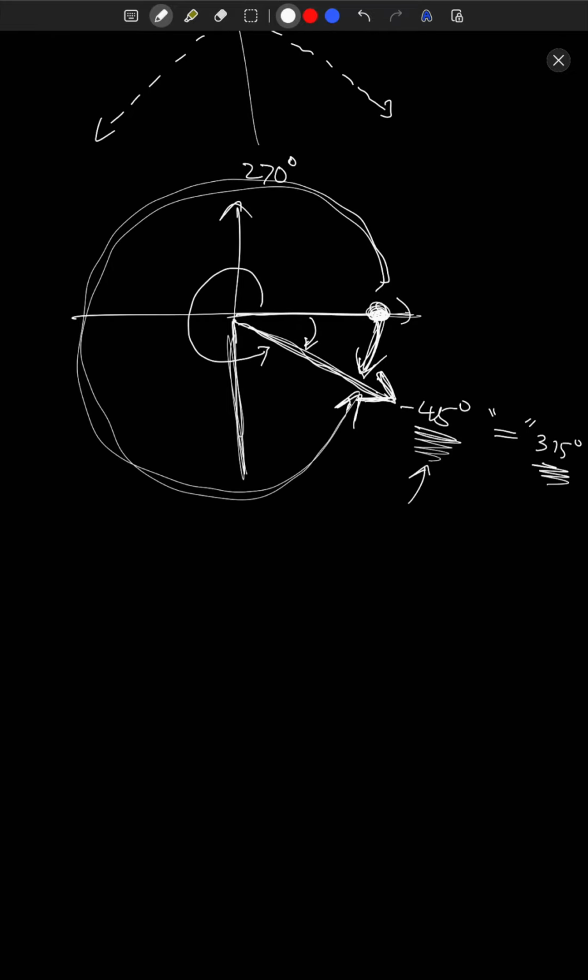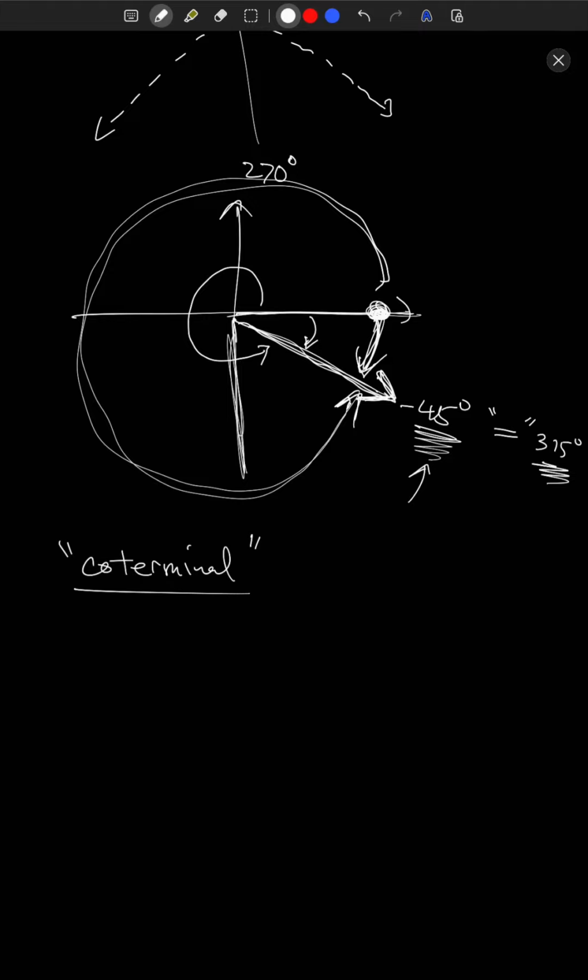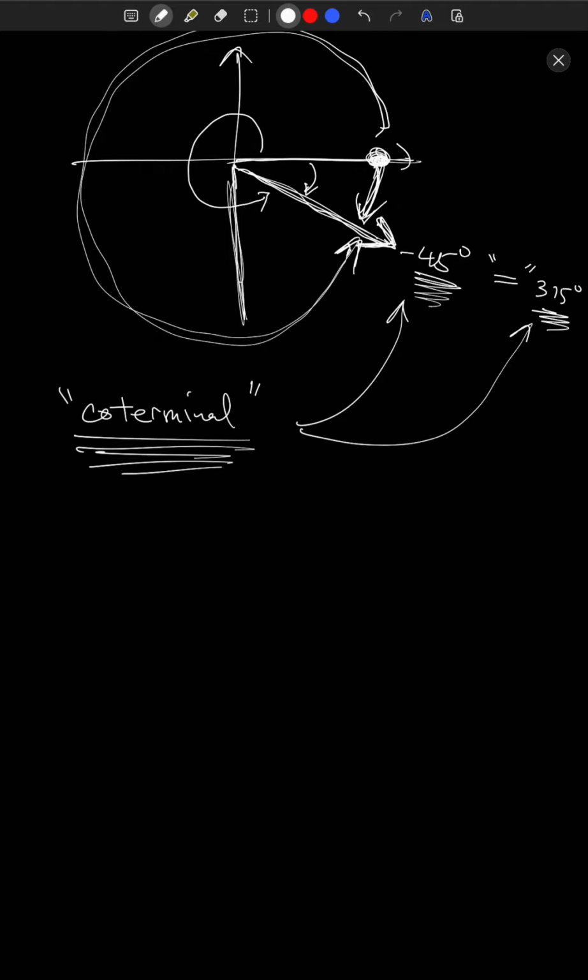Okay, so this idea of different angles having the same terminal ray is encoded in the word coterminal. All right, so these two angles, minus 45 degrees and 315 degrees, are what we call coterminal. They're different angles, at least in terms of applications like motion, but they have the same terminal ray. Okay, so there's lots of examples of this. It doesn't have to be negative versus positive.